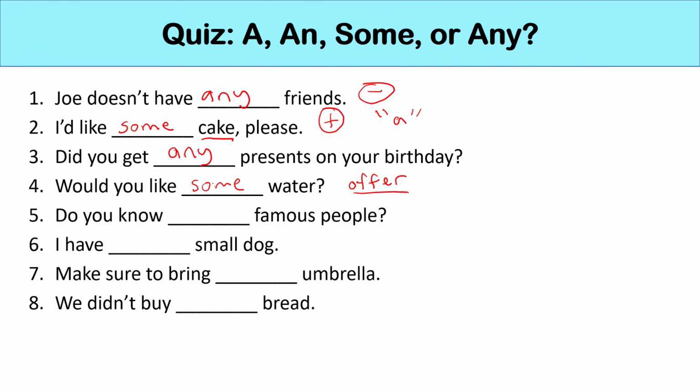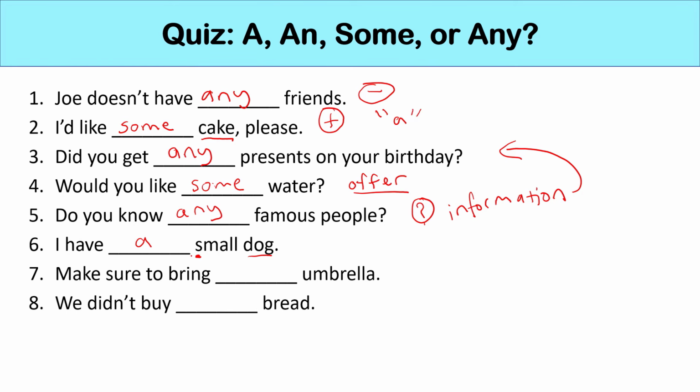Number 5, the answer is any. Do you know any famous people? Again, this is a question, and it's also a request for information, just like number 3. Number 6, the answer is a. I have a small dog. Dog is a singular countable noun, and we have small, and that's a consonant sound, so we can't say an, we have to say a.